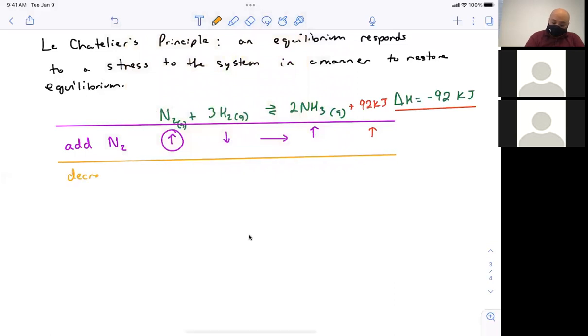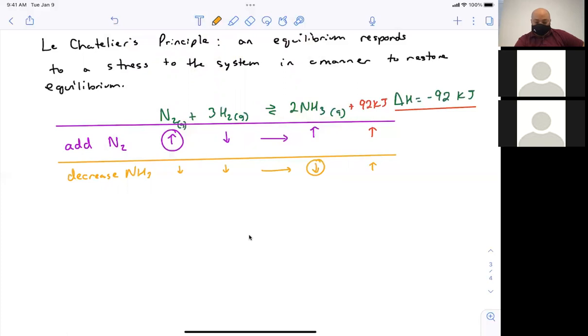Now, if you decrease NH3, you have a deficiency in the product, so the reaction still has to shift to the right to make up for that deficiency. Your Q is changing in that it's getting smaller, because your numerator is getting smaller, so you have to make more numerator to return back to equilibrium.